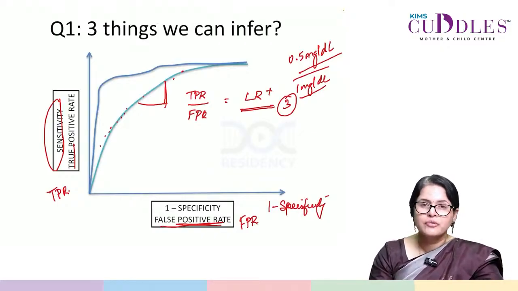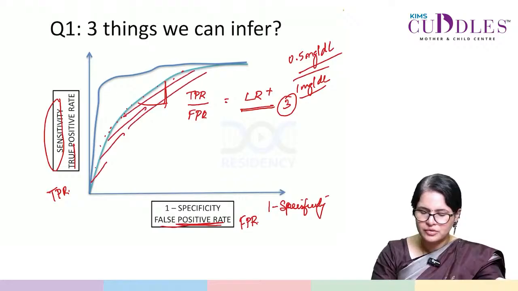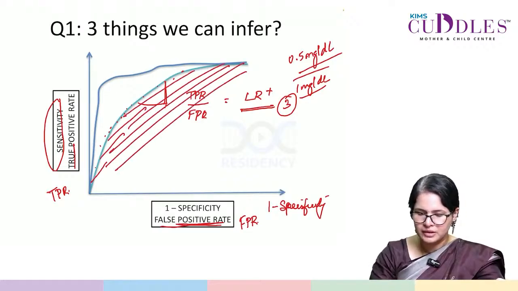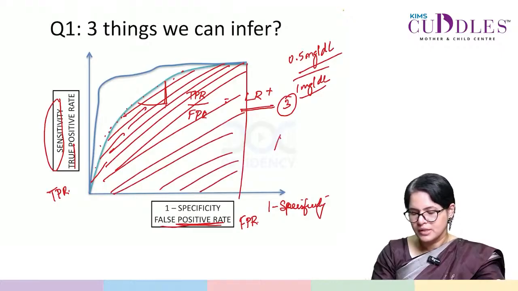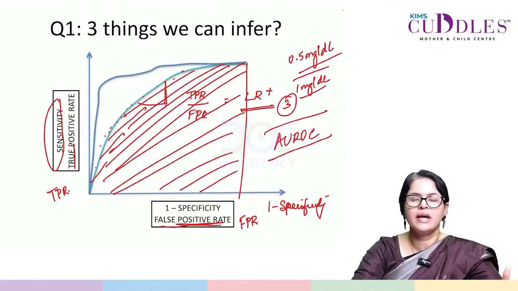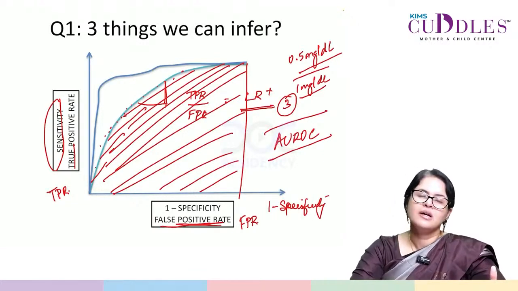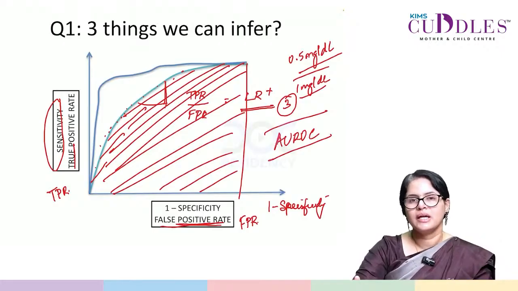The other thing we infer from the ROC curve is the area under the ROC curve. This whole area under the ROC curve is called AUROC. AUROC is an excellent way of identifying the discriminating ability of a diagnostic test. So the greater the AUROC, the better the discriminating ability of the test.